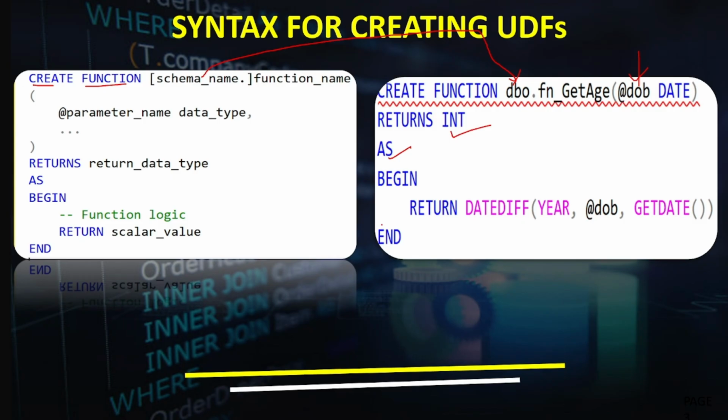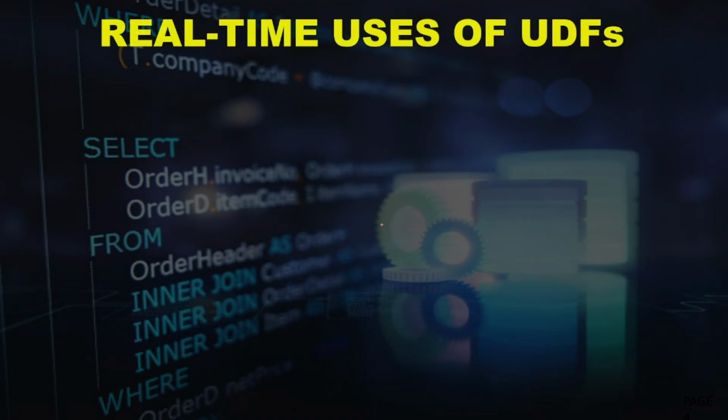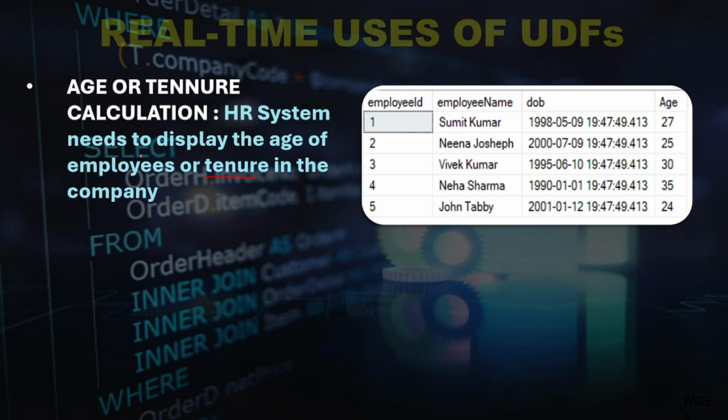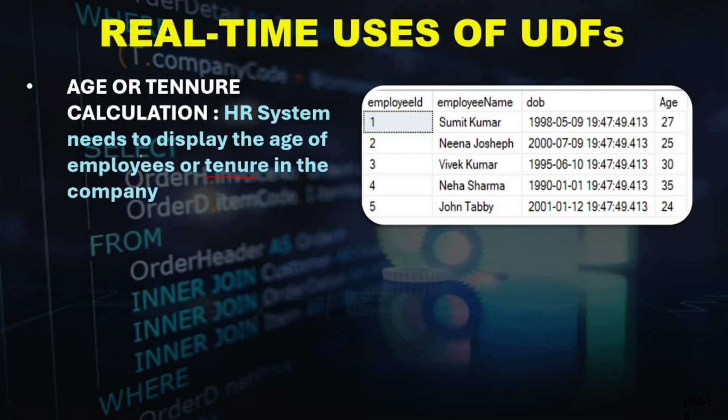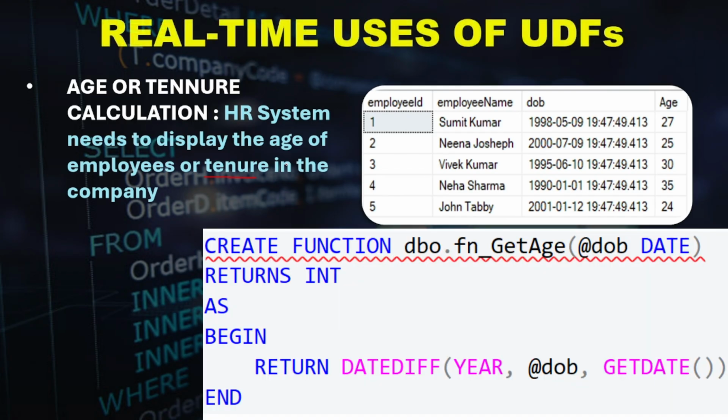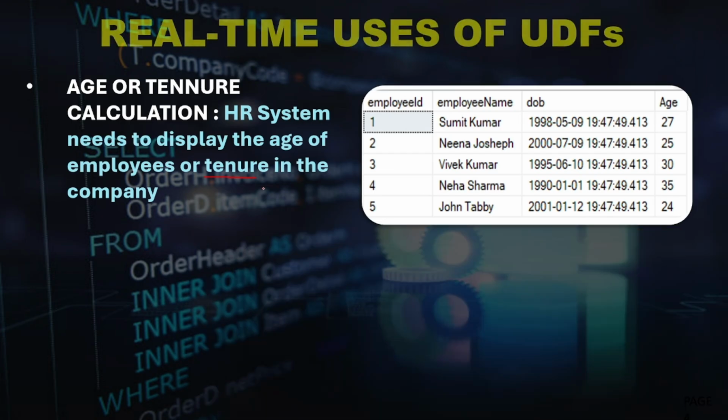Let's go and try to see some real-time use cases of user-defined functions. The first use is that the HR department or HR system in any organization wants to display the age of an employee or tenure in the company. Tenure is how many years that employee has served the organization. This is a simple use case. They can write the whole business logic under a name. In our case, it was get age, and then they can write the whole logic there. So in this case, we can use functions. We have already seen this example.